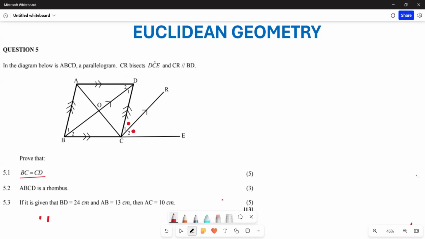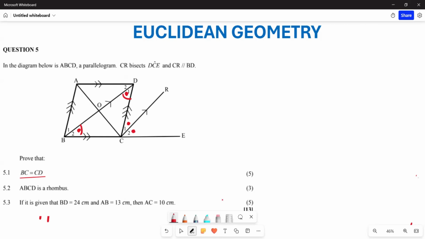Now, they want us to prove that BC is equal to what? Is equal to CD. The easier way to prove lines are equal is to prove that the interior angles, the angles opposite to those lines, are equal. So you must prove that angle D1 is equal to angle D2. Then you can conclude that BC is equal to DC. That's the easier way of proving that.